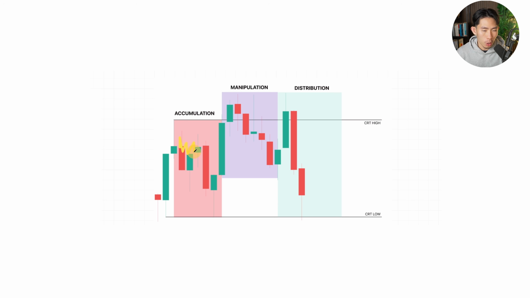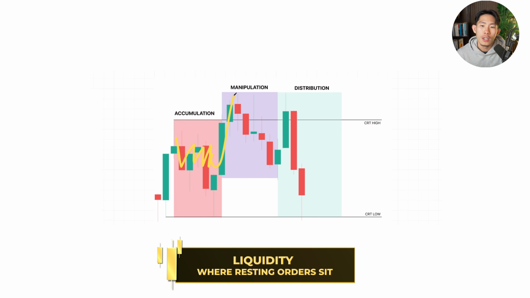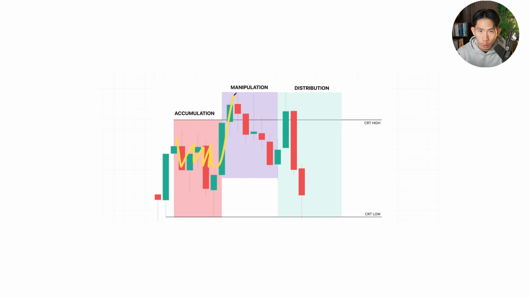This is where maybe the institutions are actually accumulating orders, stacking a large amount of buy orders, and then later purposely push price all the way up here, right? Manipulate price, sweeping some liquidity, grabbing some liquidity, so that they can actually have the liquidity that is needed to fulfill their opposing sell orders, right? Which is what allows price to get manipulated, and then later continue to the downside, right? Continue the entire real move.